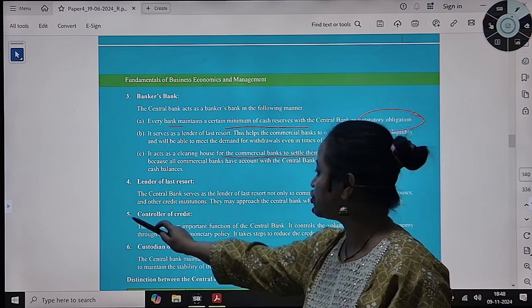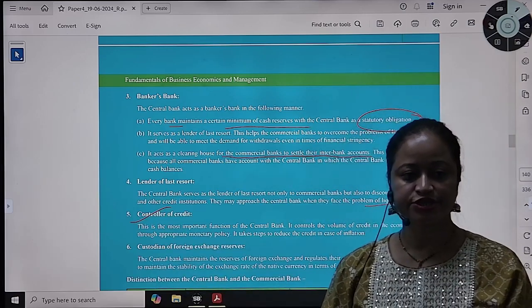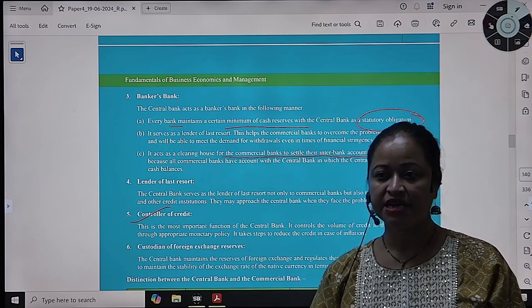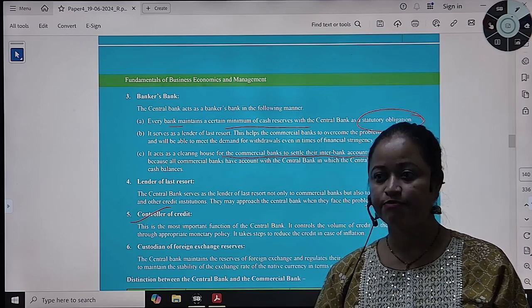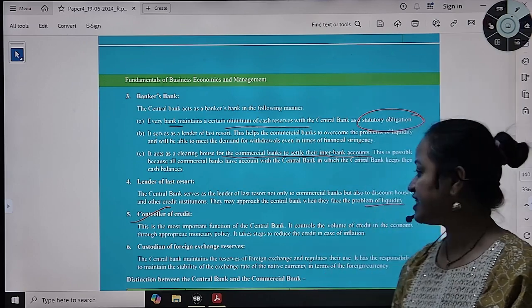And they also control credit. Whatever credit the commercial banks create, whenever there is a problem of inflation, the RBI will come into the picture and try to control credit by adopting various techniques, qualitative and quantitative.